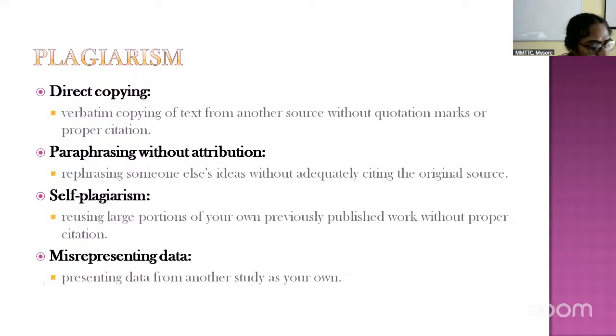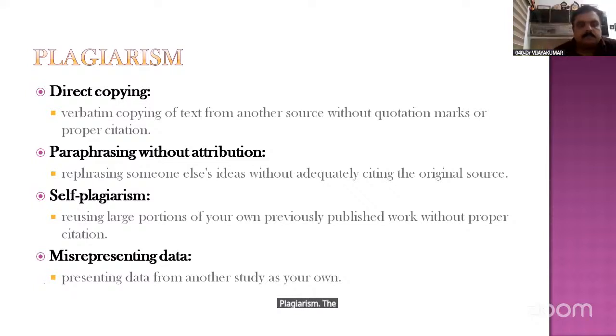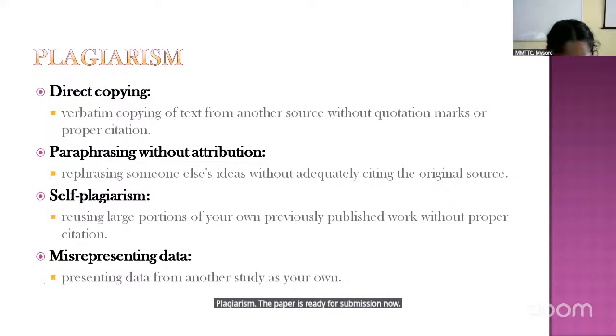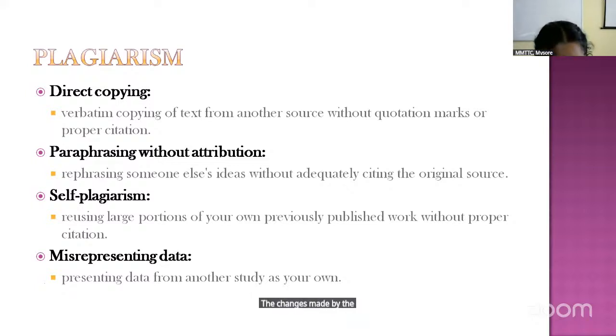Now, shall I go for plagiarism? Plagiarism. The article paper is ready for submission now. It generally means the editor and reviewers have reviewed the revised version and found the changes made by the author sufficient to warrant publication. Okay.